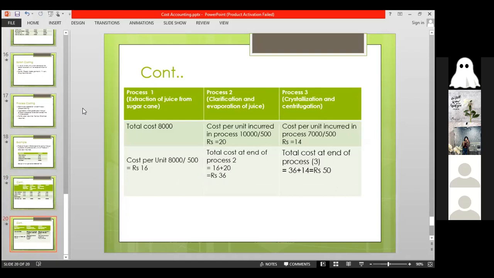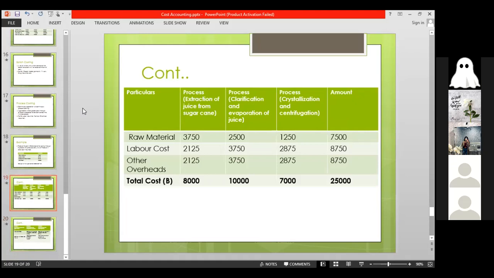So what they showed here is that you have a different cost at every stage and they add up to be the total cost of the product. As you can see in this slide, the extraction of juice from sugarcane involves raw material worth 3,750, labor cost of 2,125, and other expenses of 2,125. They add up to $8,000 for producing the batch, that is 500 units. Then process B has a cost of 10,000. Process C, the crystallization, has a cost of 7,000. So each process has its own cost that later becomes the total cost of 25,000, as we saw in the last slide.